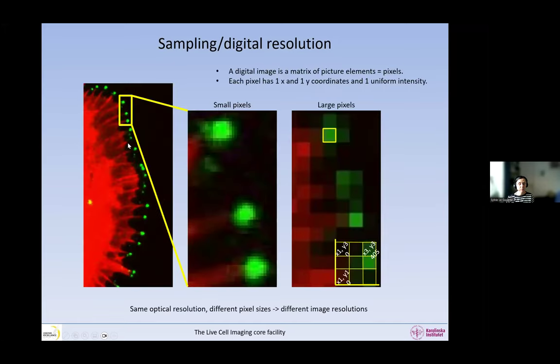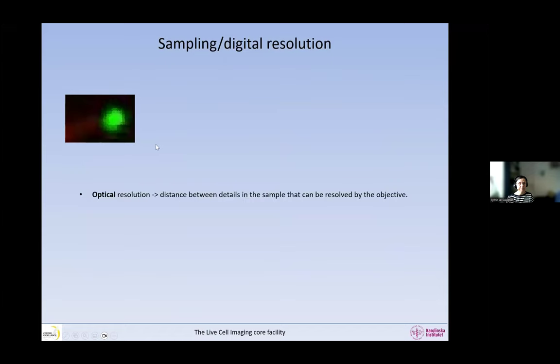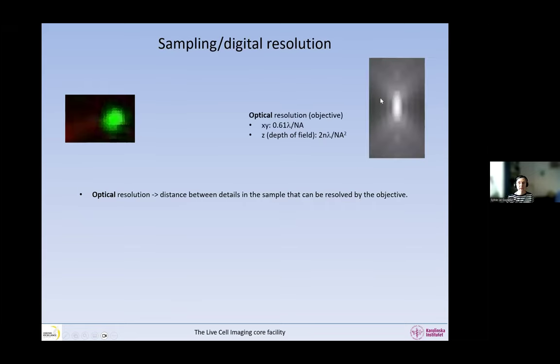So if we take one of these little bits of sample in here, the optical resolution is the distance between the details in the sample that can be resolved by the objective, right? So this is the optical resolution, it's for the objective. That's the one we have seen before. We know that very well by now. So it's the point spread function, and we have this equation in XY and this one in Z.